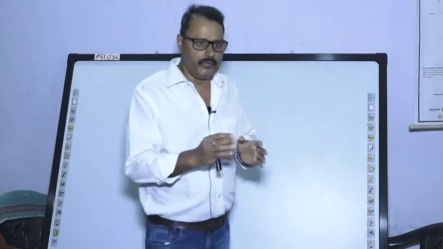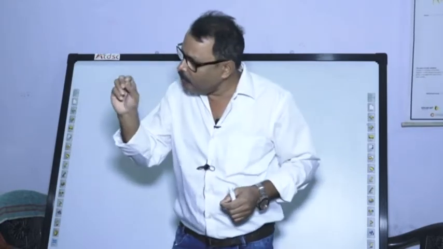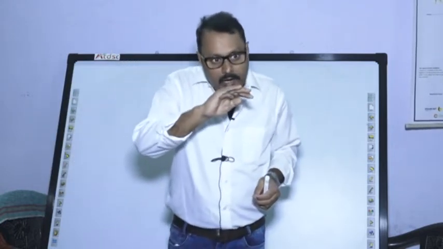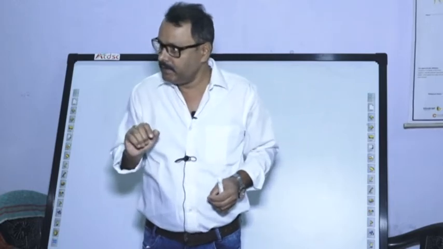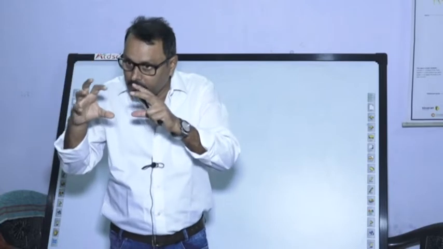The typical synovial joint is the knee joint. The hip joint is a typical synovial joint. So what will there be? There will be two articular surfaces. They will be covered by hyaline cartilage. Outside, they will be covered by the capsule, which ultimately connects the two bones.